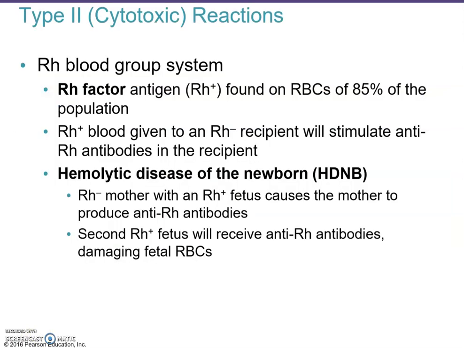Here's another example for type 2 cytotoxic hypersensitivity reactions involving the Rh factor or Rh antigen. It's found on 85% of people's blood, so 85% of the population is Rh positive, has that antigen. The problem comes in when you have an Rh negative mother and she carries an Rh positive baby.